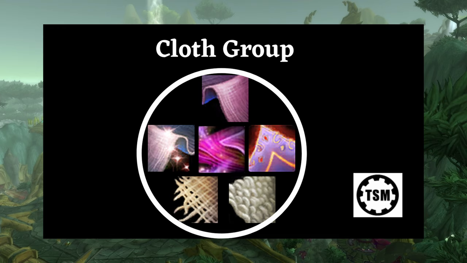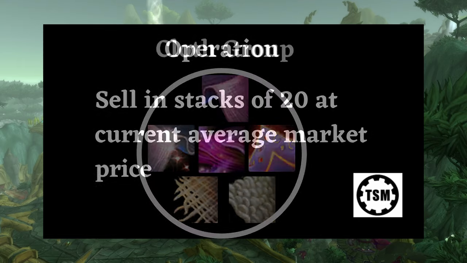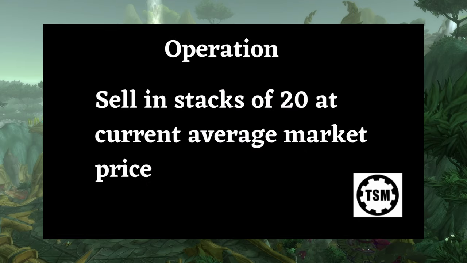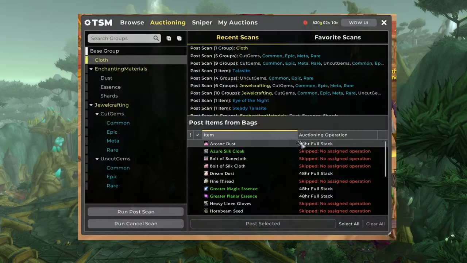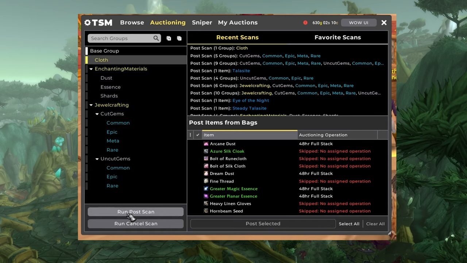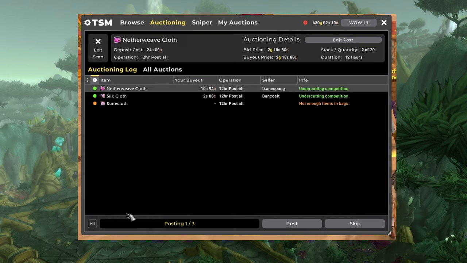The operation is the action that we want to take with this cloth. So in this example, we want to sell any cloth that we get in stacks of 20 for the current average market price. Once both the group and the operation are set up, we are able to execute a function that will take the items in the group and perform the tasks as outlined in the operation.